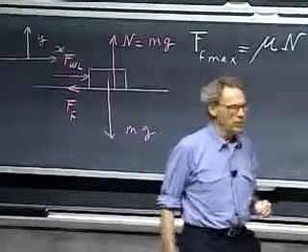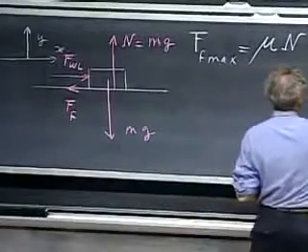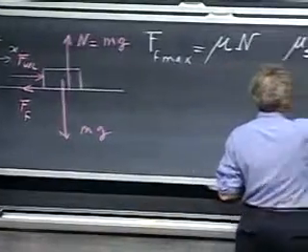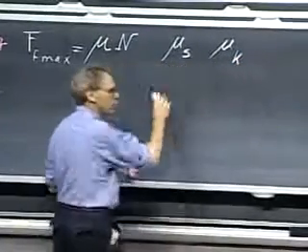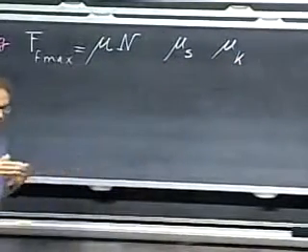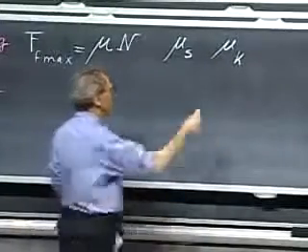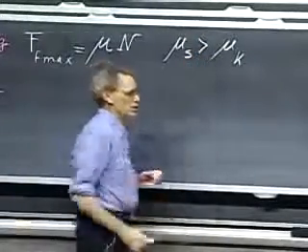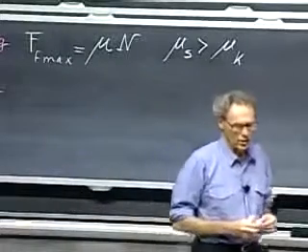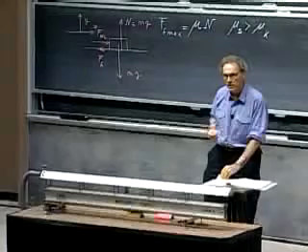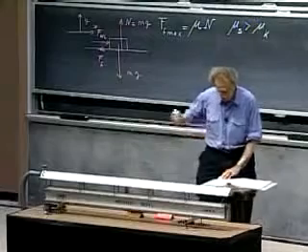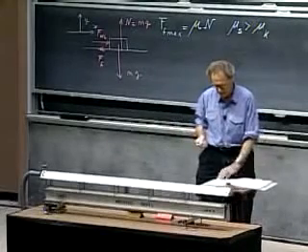We make a distinction between static friction coefficient and kinetic. This is to break it loose, to get it going. This is to keep it going when it already has a certain velocity. The static is always larger than the kinetic for reasons that are quite obvious. It's a little harder to break it loose. Once it's going, it's easier to keep it going.